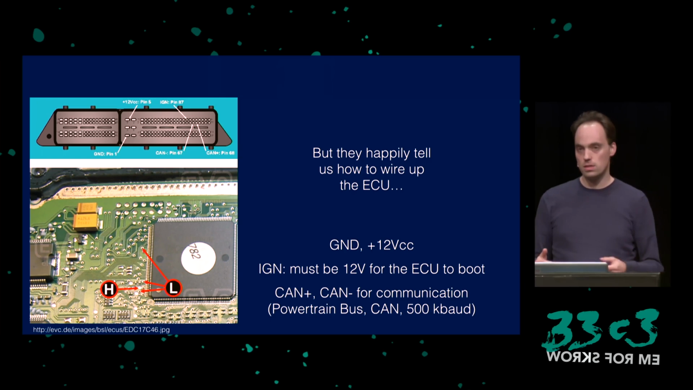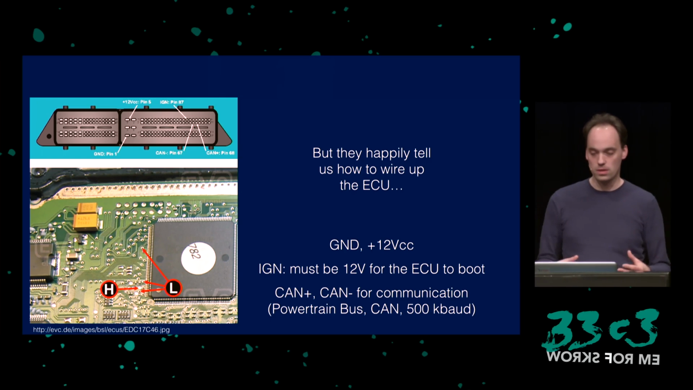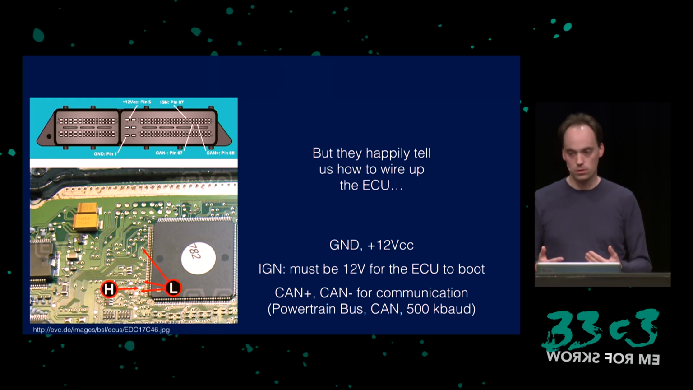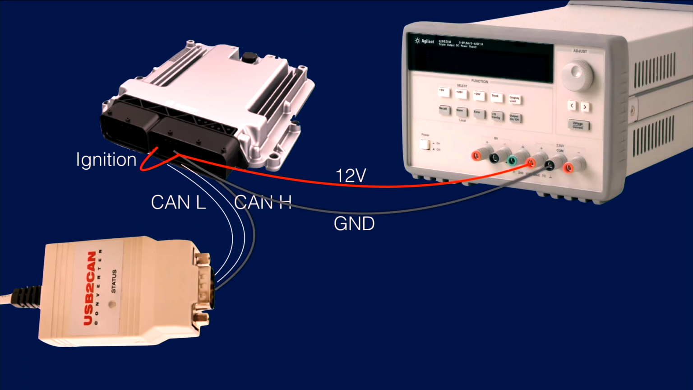When analyzing an ECU, it makes a lot of sense to reproduce the scenario on your desk and not in your car. So in order to make an ECU boot, all you need is ground and 12 volt. There's usually an ignition pin that you also have to supply 12 volt to. And then it boots. So on my desk, it looked something like this. And then once we have this set up, we can boot the ECU.